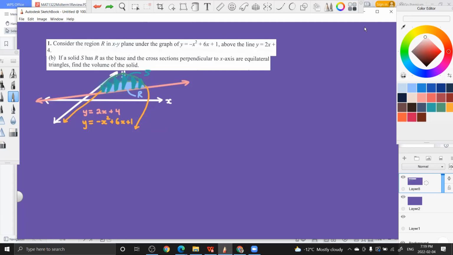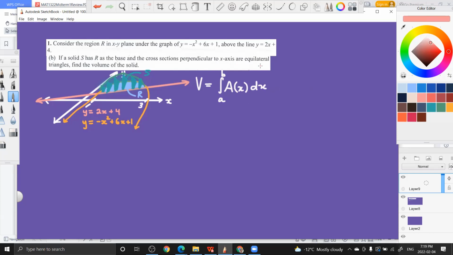So let's go over this one. Now, remember the volume formula is equal to the integral from A to B. In this case, what's A and what's B? Well, we found out that the intersections are 1 and 3. So A will be 1 and B is 3, of A of x dx. So that's the formula you need to use.